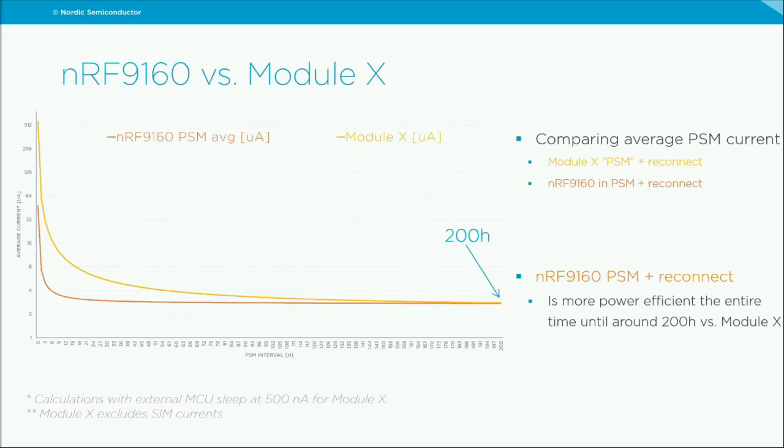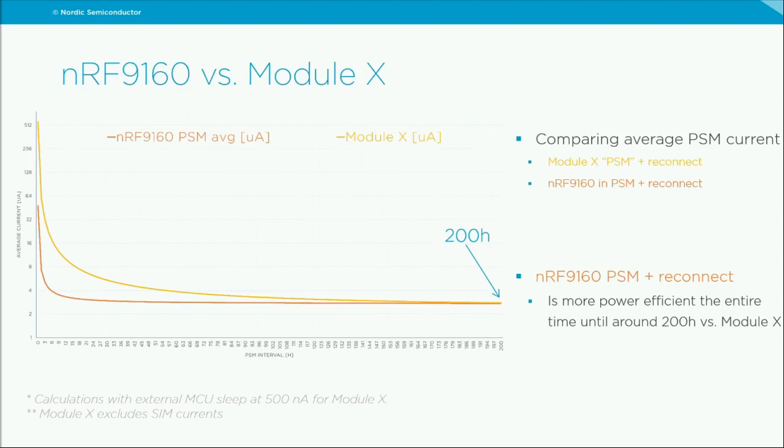Here is the nRF9160 power saving mode average compared to the module X. So we can actually see that we have a power saving mode floor current around 2.7. However, we are still much lower than the module X, even if it has a lower PSM floor current. The reason for this is that this module X has a much heavier renegotiation each time it wakes up from PSM mode to send data.